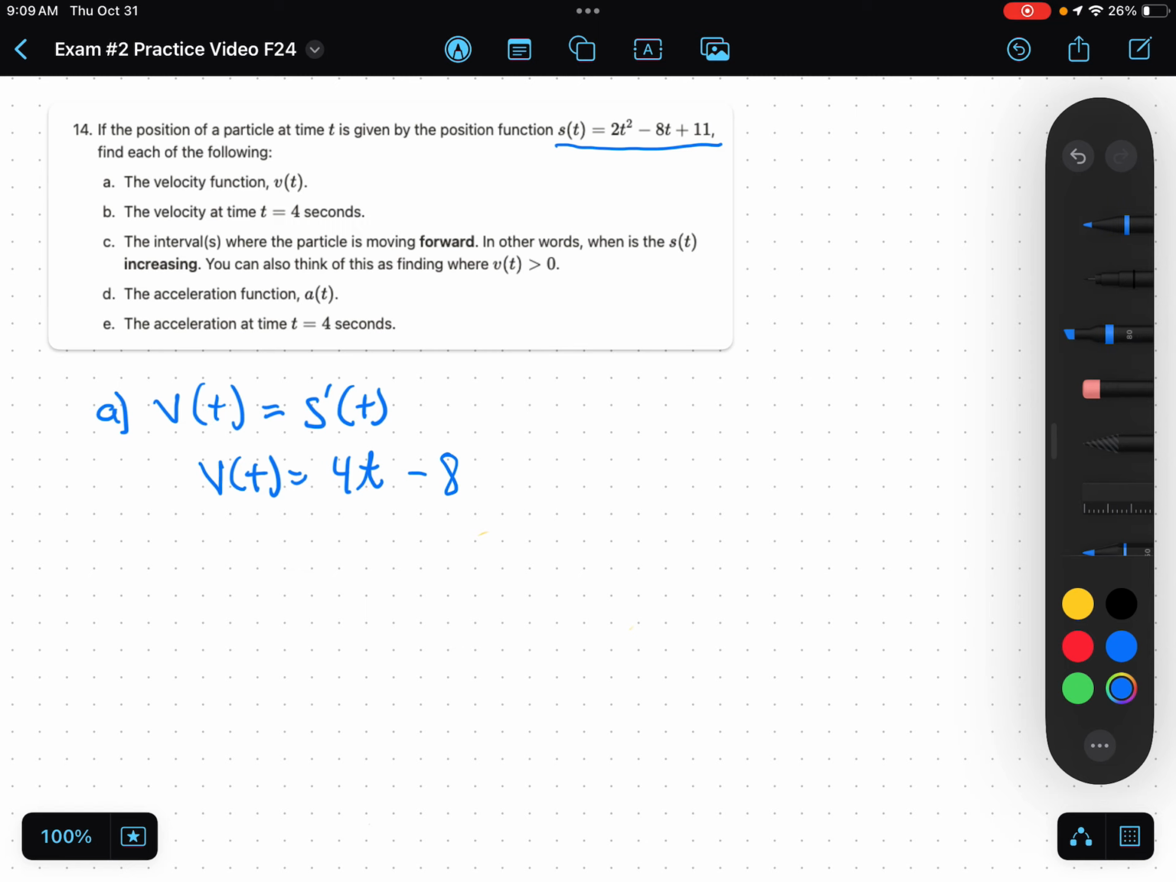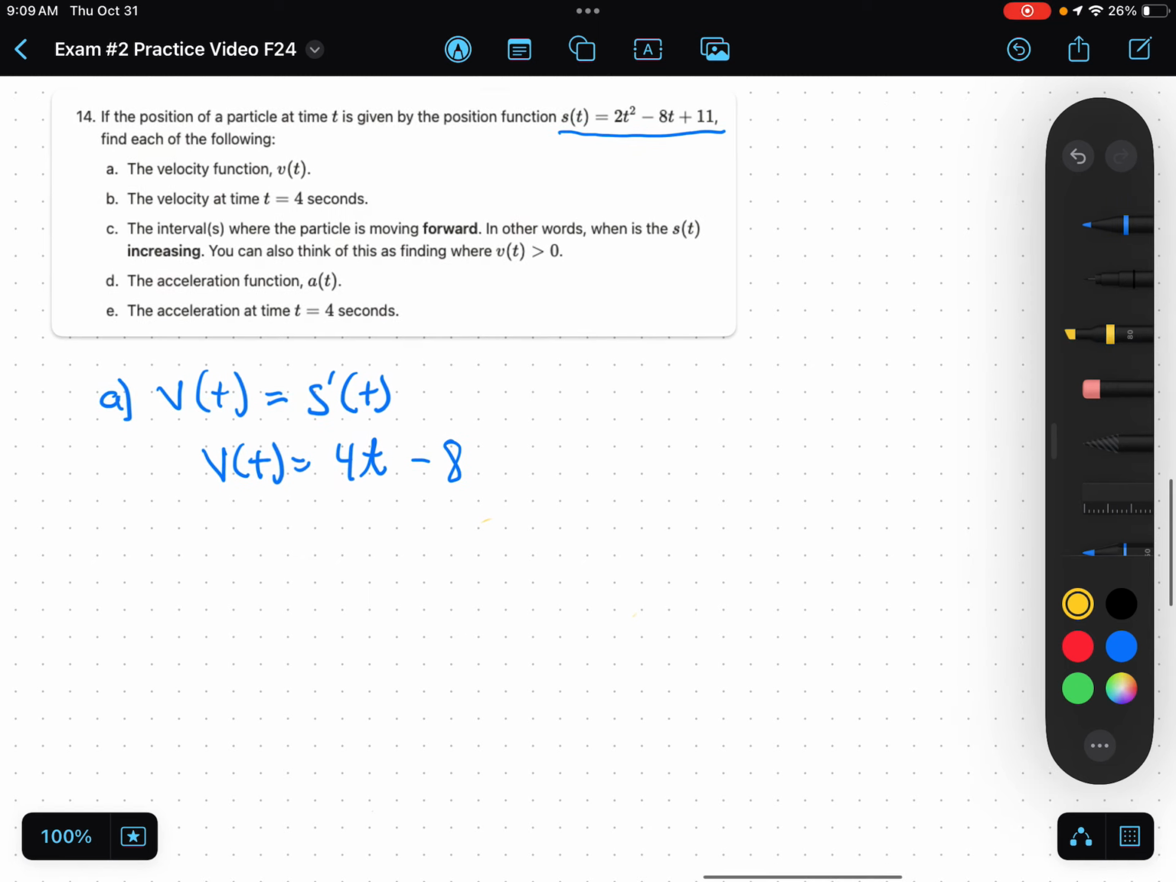So when you are finding velocity, you're just doing a derivative of position. So don't overthink it. You don't have to be a physics wizard. You have to be a calculus wizard, right? So you're going to do the derivative there.